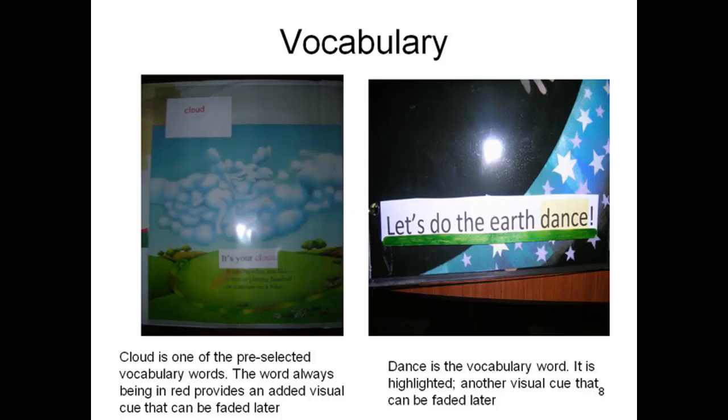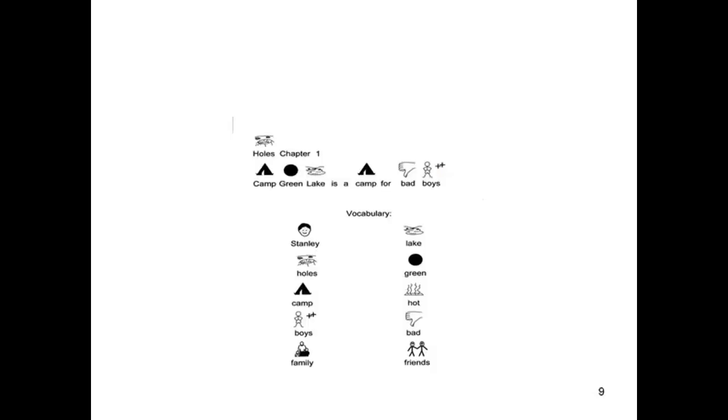Here are some other examples of vocabulary words and examples of visual cues. The word cloud always appears in red. The word dance is always highlighted in yellow. Here is an example from the adapted chapter book Holes. The repeated storyline and the vocabulary are pre-selected and reviewed with the student. Most of these vocabulary words are functional. However, words like camp and possibly lake would be words that the students may not know, but these words are important to understanding the story.